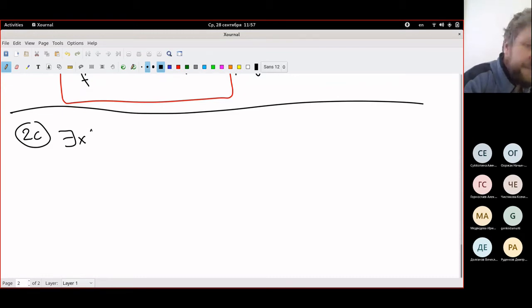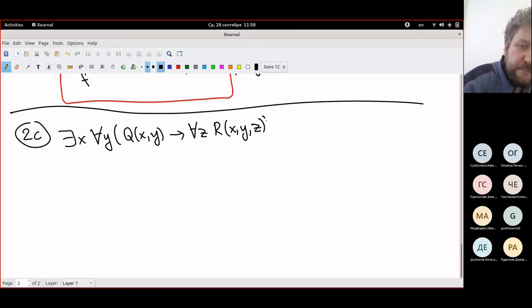Exists X for all Y is satisfiable, yes. Q of X and Y implies for all Z R of X, Y, Z. And the question is whether this formula is satisfiable. Not an easy question, by the way. I have a trivial solution.